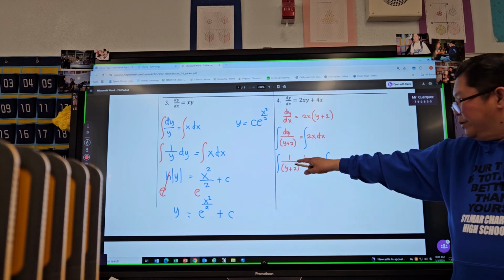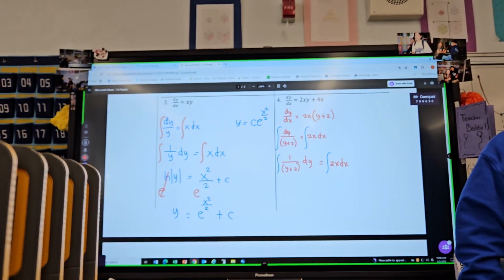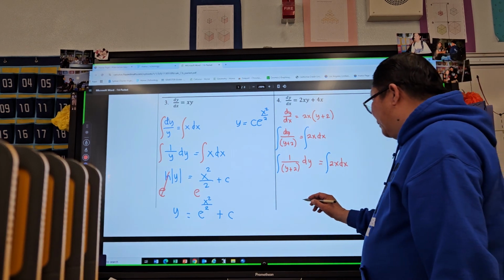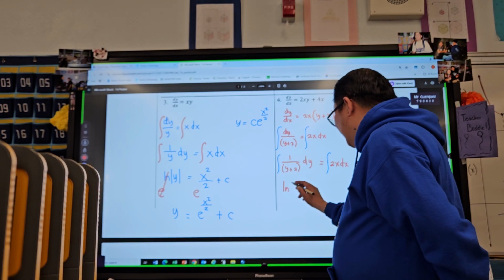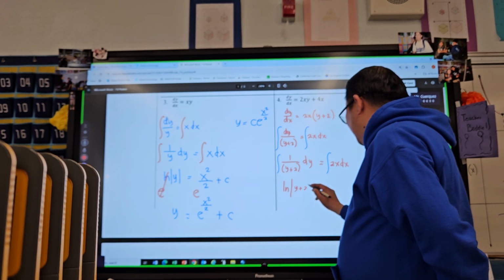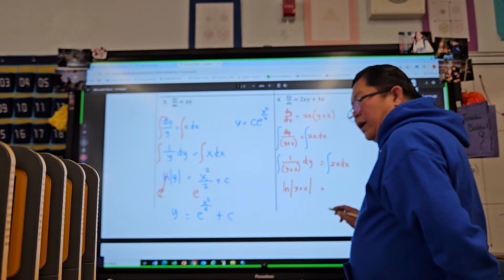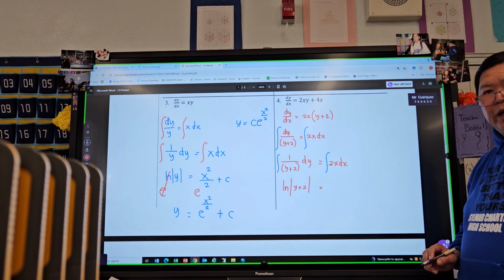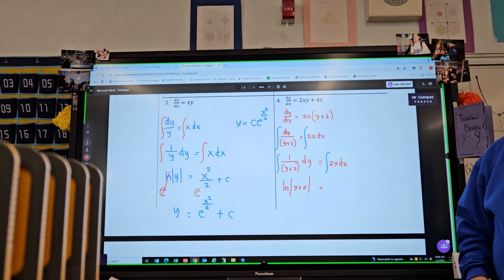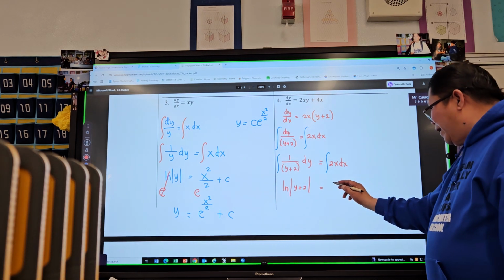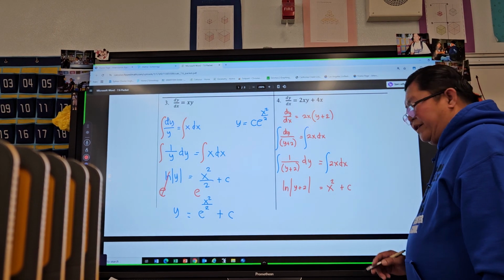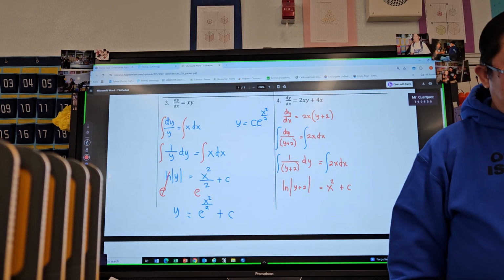So what is the integral of 1 over y plus 2? ln, right? So you now write ln of the absolute value of y plus 2, and that is equal to 2x squared over 2. So we just write x squared plus the constant.